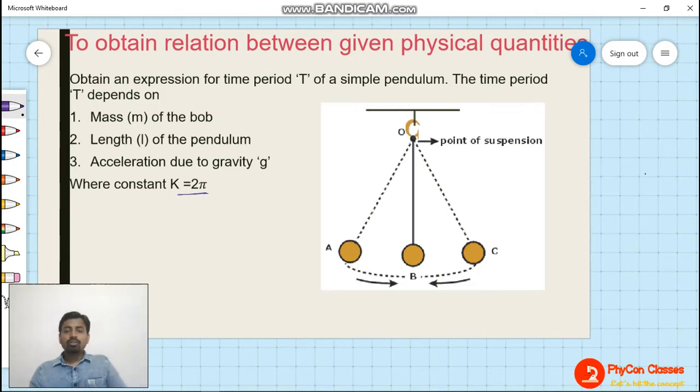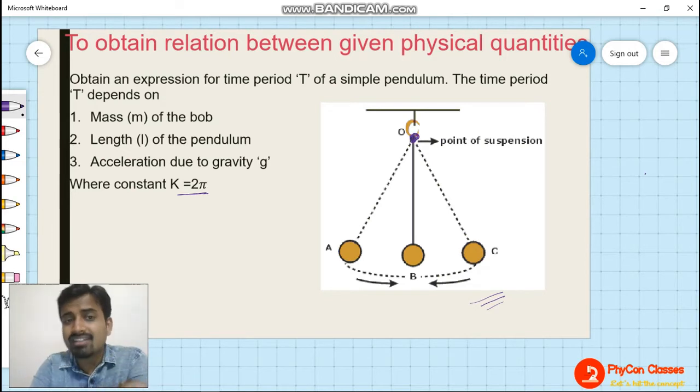Now, to move on with this derivation, first of all, we should know what a simple pendulum is. Here, this diagram shows a simple pendulum. See, this is the point of suspension.